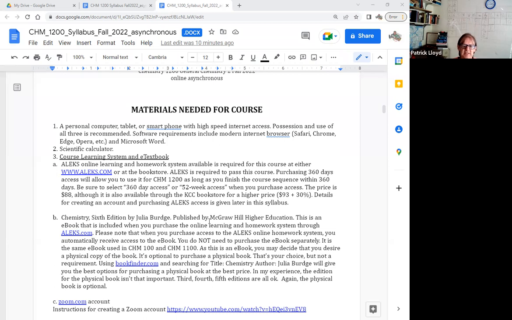The price, I'm sorry, there's a little mistake here. It says the price here is $88. It's actually $93. It went up this fall. And so it's correctly written over here. You can see right there. So it's incorrect there. It's actually 93.